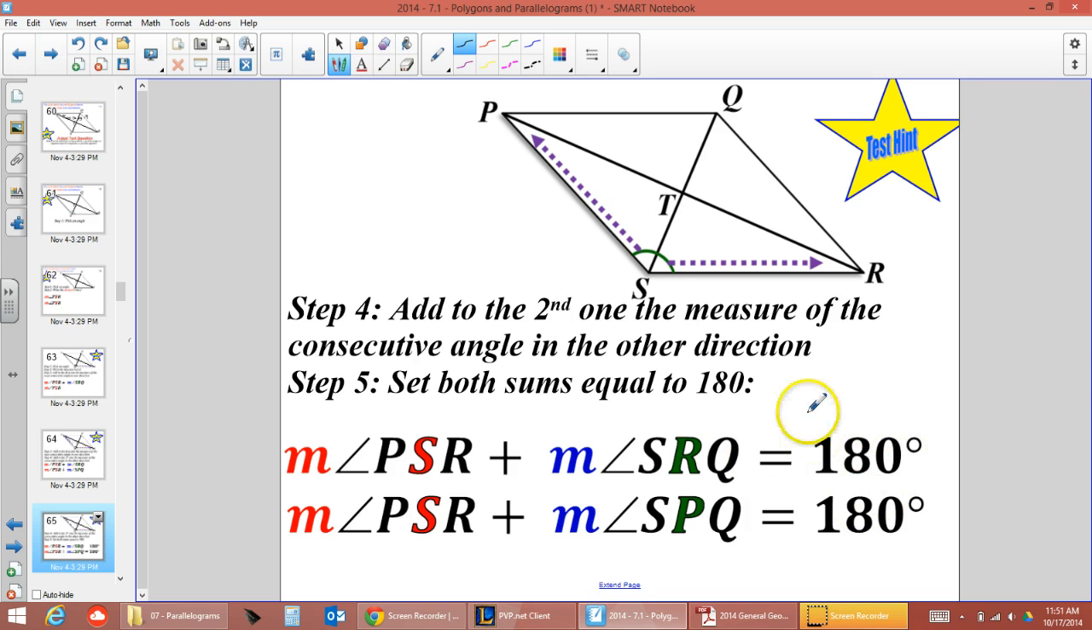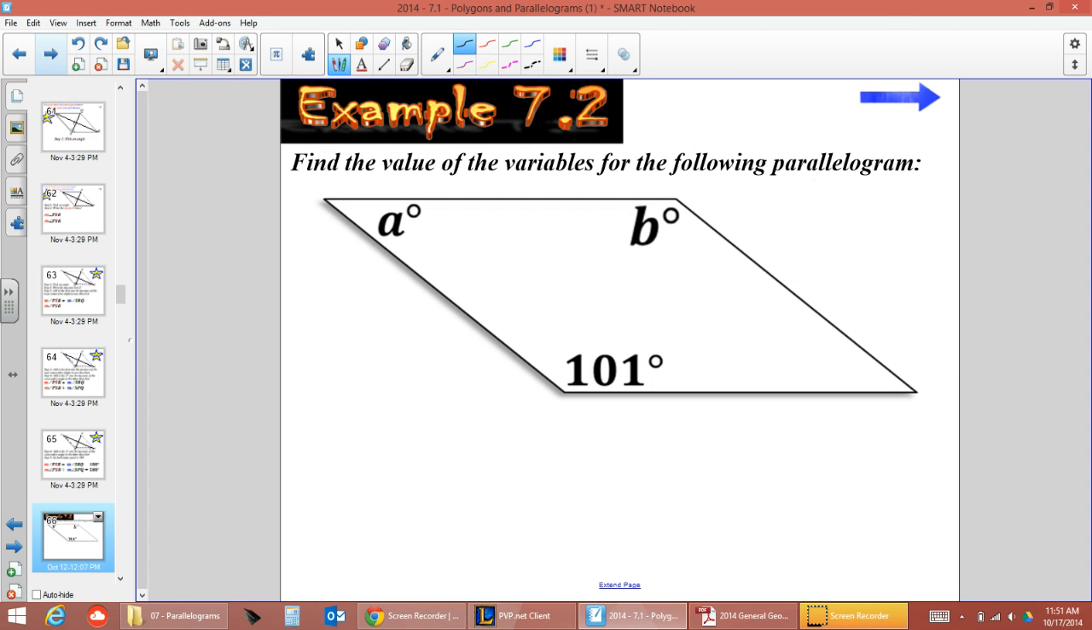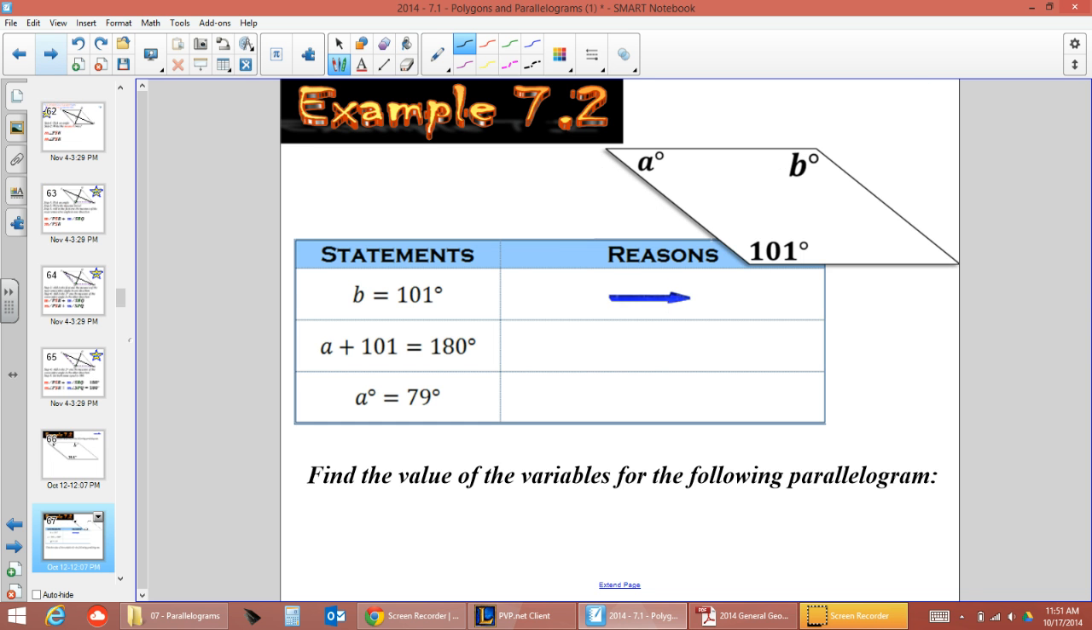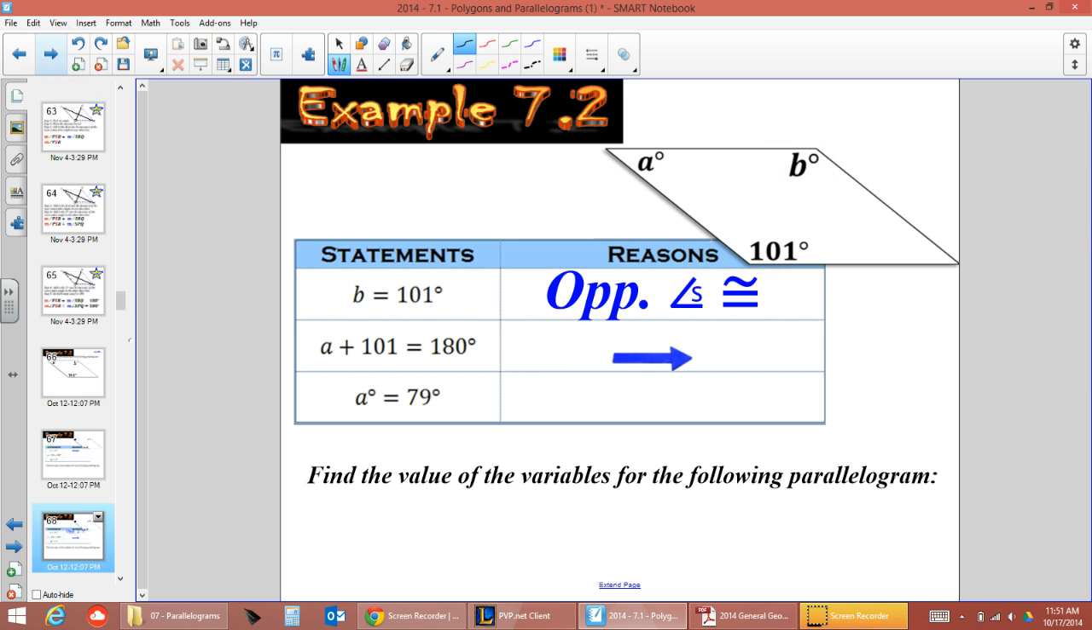Now what's great about this is that if I give you variables and things, you'll be able to just set up, okay, this plus this equals 180. This plus this is equal to 180. And then we can use the transitive property and get rid of the 180s and set them equal to each other. There's lots of cool math we can do once we get to that point. All right, so find the variables. This is example 7.2. Find the variables for the following parallelogram. Well, if I say that it's a parallelogram, then I know that the opposite angles are congruent. I also know that the consecutive angles have to be supplementary.